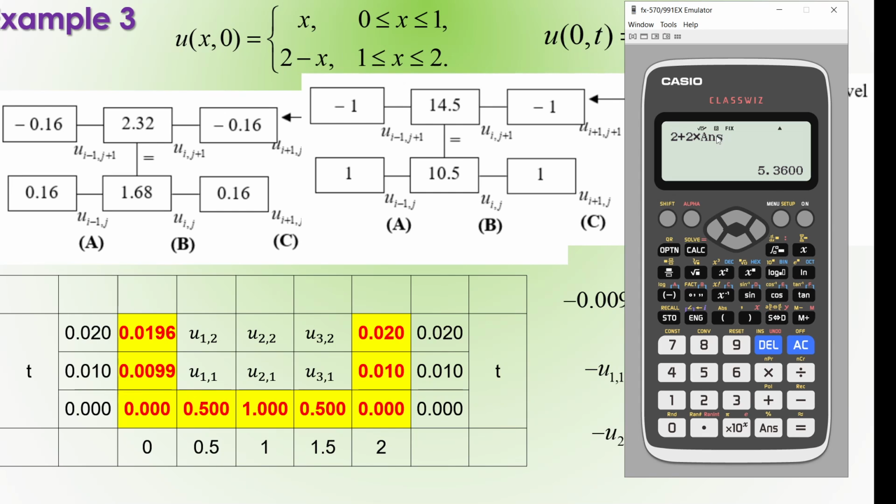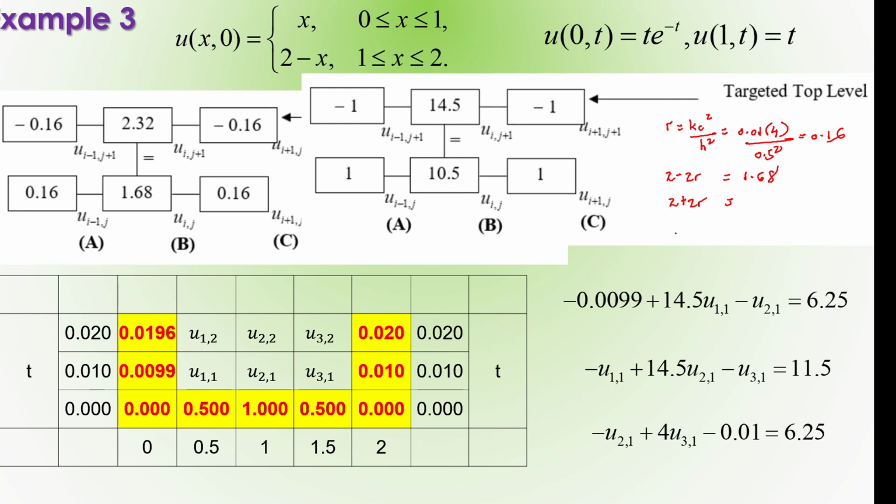Because the answer is wrong. The latest answer is no longer 0.16. So I have to do 2 plus 2 times 0.16, because the answer keeps the latest. So 2.32. 2 plus 2r, you get 2.32.